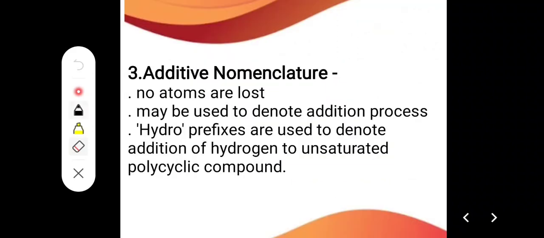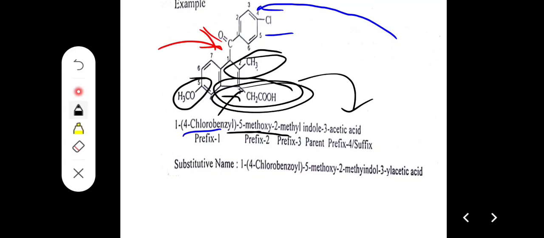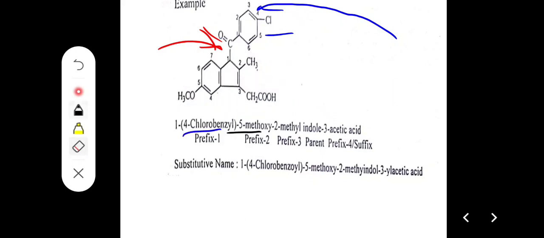Then we consider additive nomenclature. No atoms are lost in that case. Here, 2 hydrogens are lost. In indole 3-acetic acid, 2 hydrogens are lost. If we consider indole 3-acetic acid, basically indole has one hydrogen attached to it, plus acetic acid. But actually it is not like that. There are two hydrogens missing at that position.